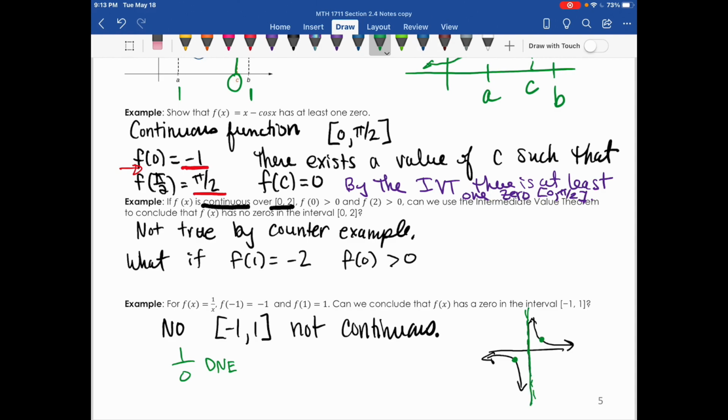We have an asymptote here instead, even though we have a positive here and a negative value here for the function value. Because the function is not continuous on that closed interval, we cannot for sure say that there is a zero because of the asymptote. There's a break in the graph. So this is another example of why it has to be continuous in order for this theorem to work.